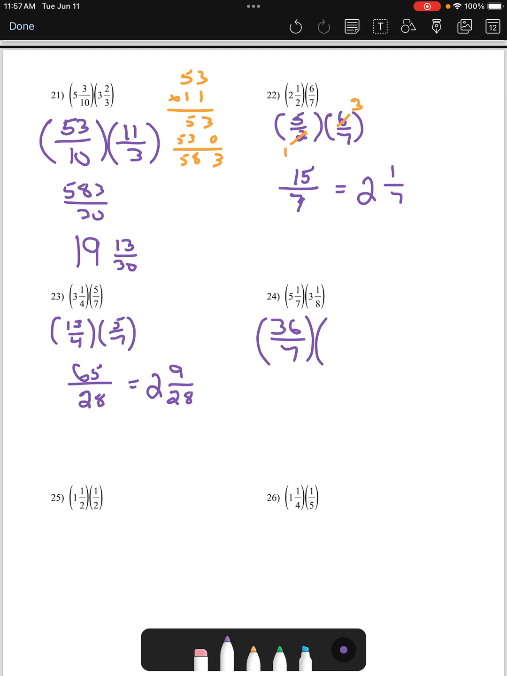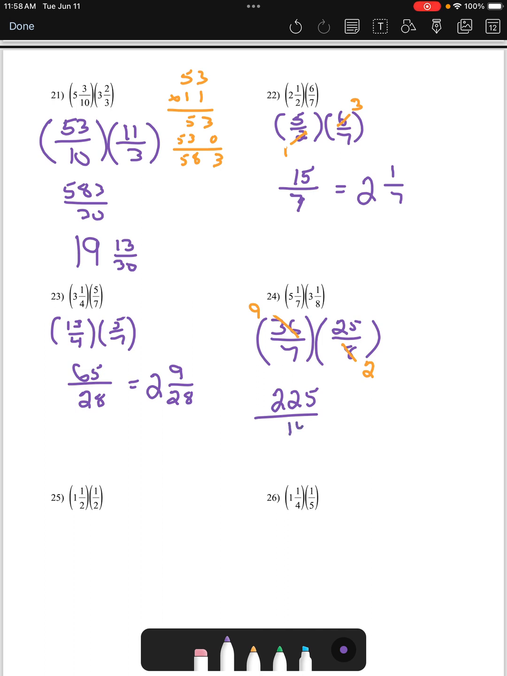In number 24, converting both of these fractions, 7 times 5 is 35, plus 1 is 36/7, times 8 times 3 is 24, plus 1 is 25/8. Now this does not look the best, but we can do some simplifying. 36 and 8 will both divide by 4, becoming 9 and 2 respectively. Now, this surprisingly is not horrible. 9 25s is 175. You can just count that.